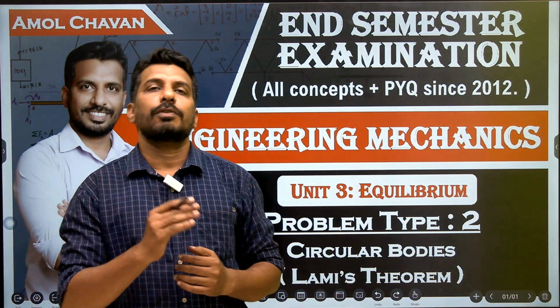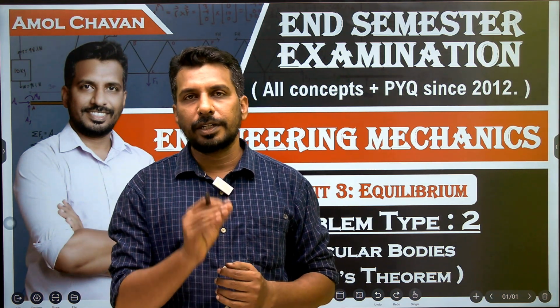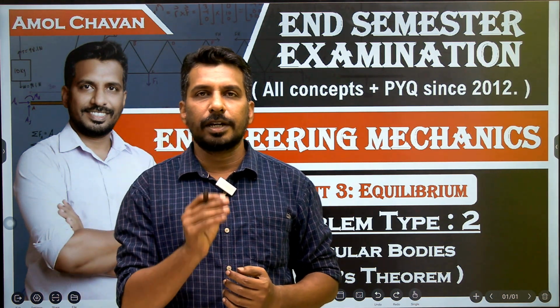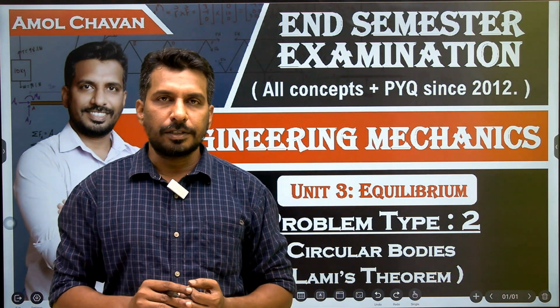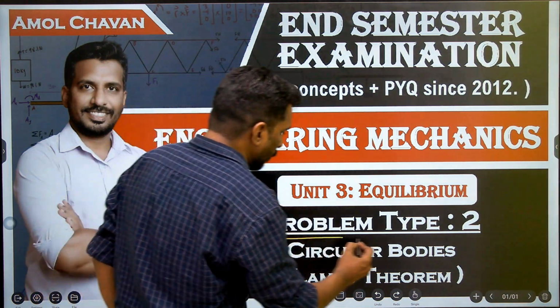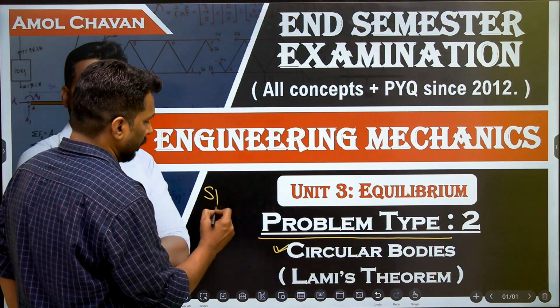Till now we have solved 5 questions based on the Lami's theorem and I hope you have understood each and everything. You have solved all the 5 problems, calculated each and everything and got the correct answers. Now we are moving to the problem type number 2, which is based on the circular bodies, which is also called the spherical bodies.